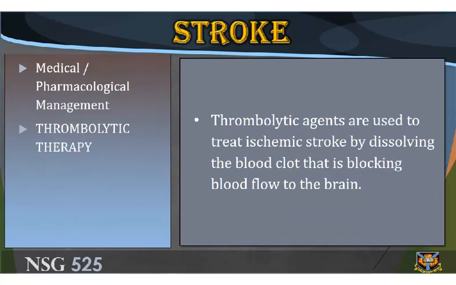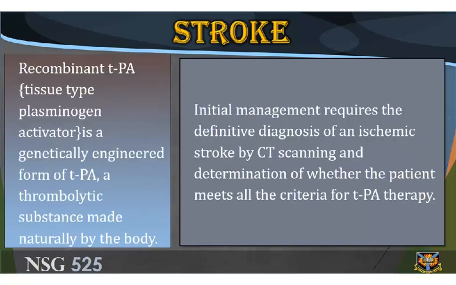Medical or pharmacology management. Thrombolytic therapy. Thrombolytic agents are used to treat ischemic stroke by dissolving the blood clot that is blocking the blood flow to the brain. Recombinant TPA, tissue-type plasminogen activator, is a genetically engineered form of TPA, a thrombolytic substance made naturally by the body. It works by binding to fibrin and converting plasminogen to plasmin, which stimulates fibrinolysis of the atherosclerotic lesion.